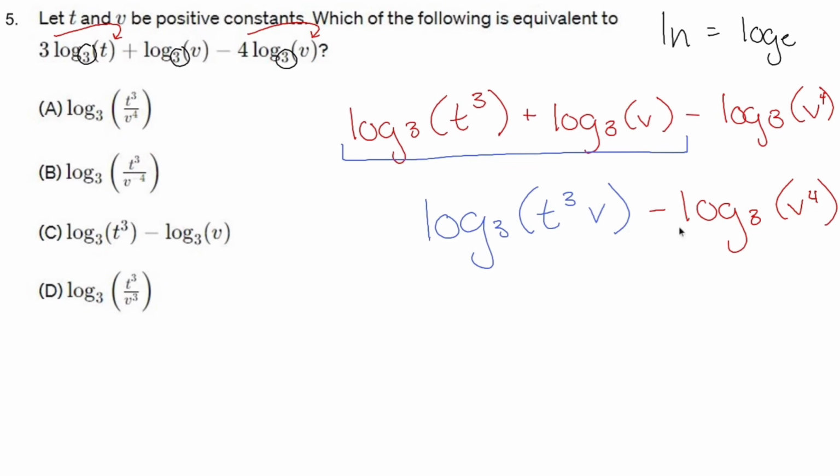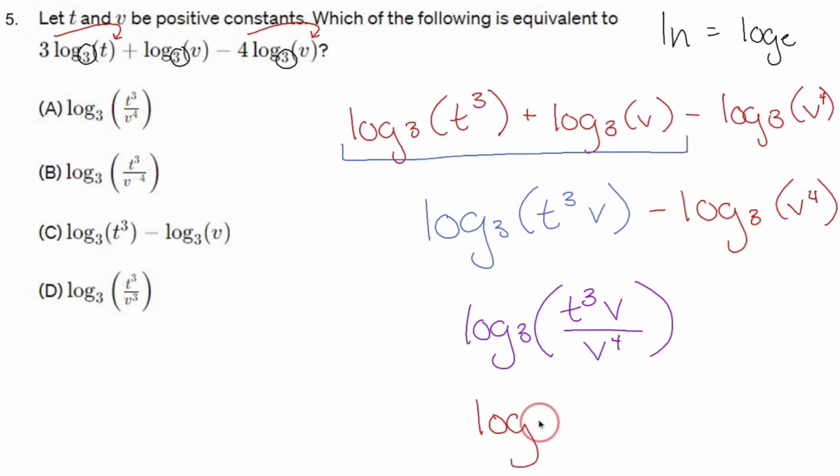When we subtract logs of the same base, we divide the first guy by the second guy. So you become log base 3 of t cubed v over v to the fourth. And if you're looking at these options and you don't see that as an option, that's because you didn't simplify the fraction, you rascal. I have a v in the numerator and 4 v's in the denominator. Don't you get rid of a v from each? You do. And you get log base 3 of t cubed over v cubed.